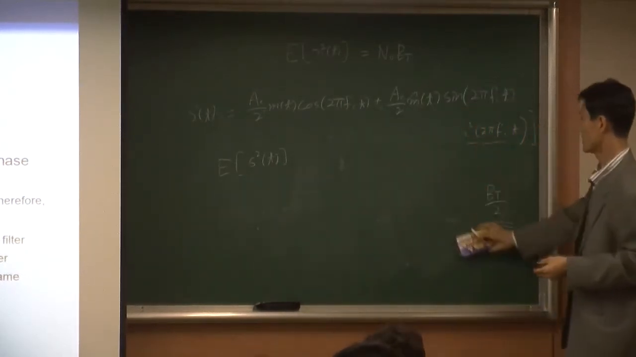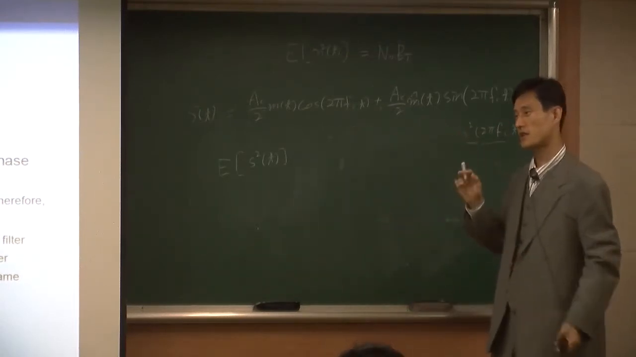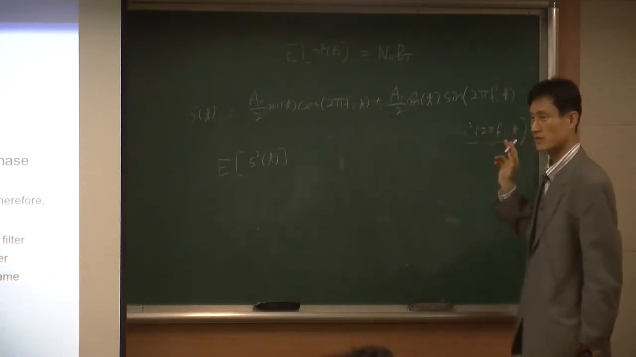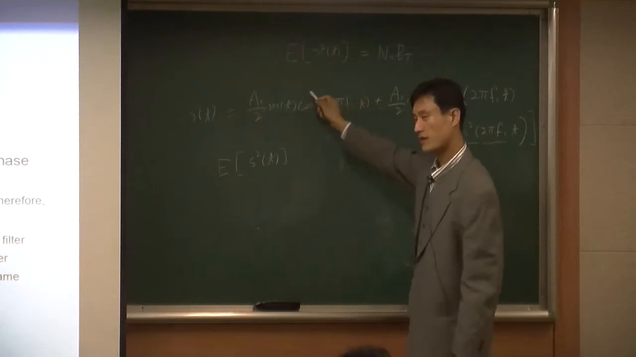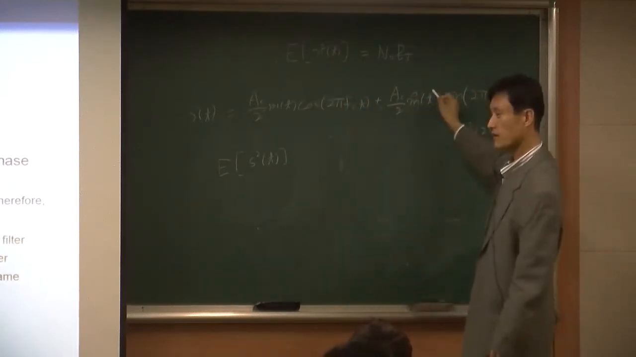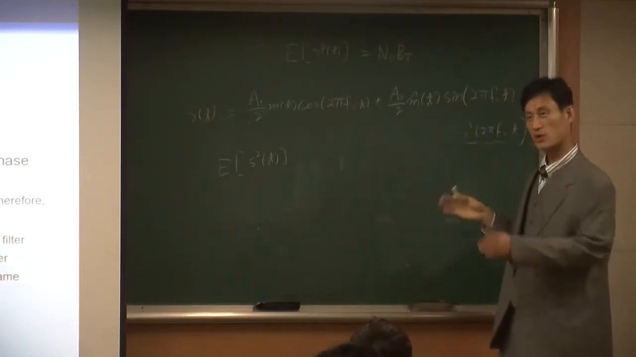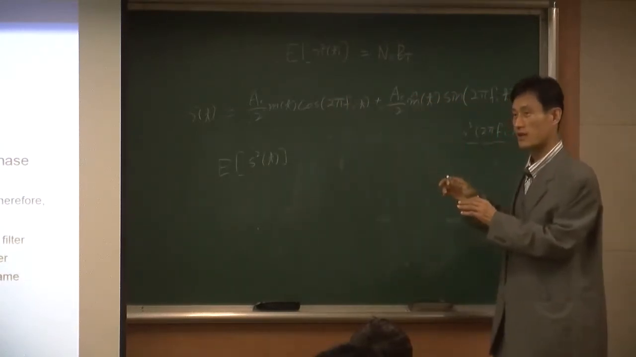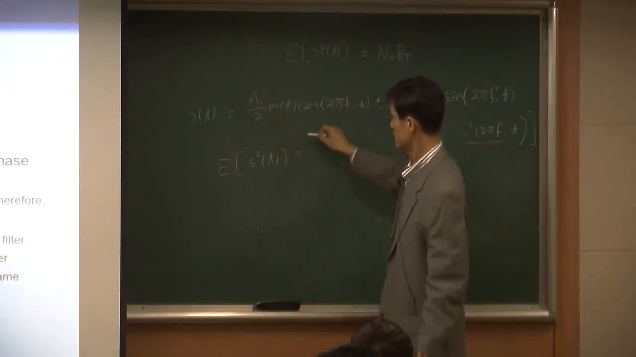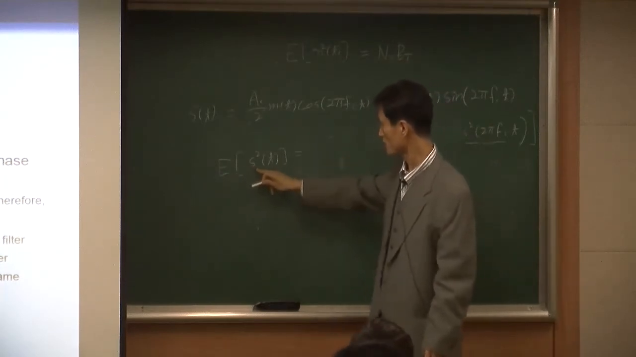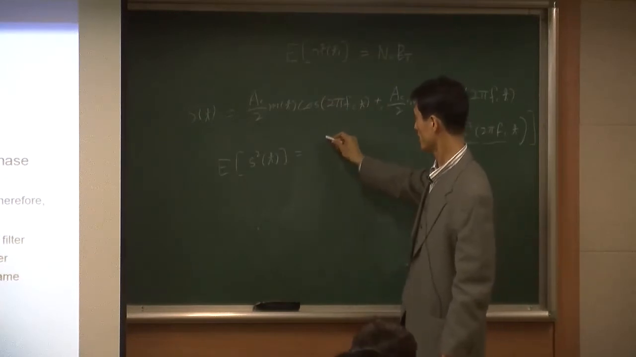So let's calculate the signal power. We need to square this and then take an expectation. Once you square this, we know that it's going to be this square plus this square plus 2 times this and this, right? That's what you have when you square the whole thing. Now let's first look at the square of this. If you square this and take an expectation, what do you get?